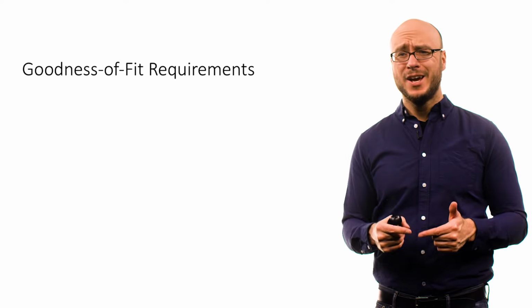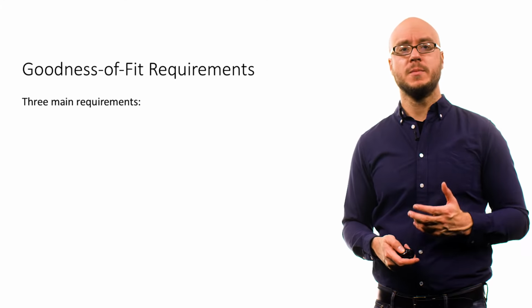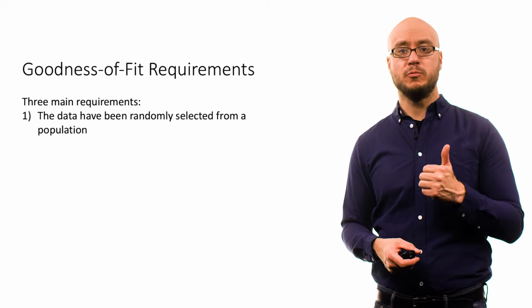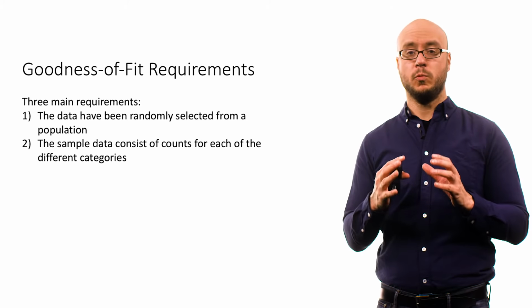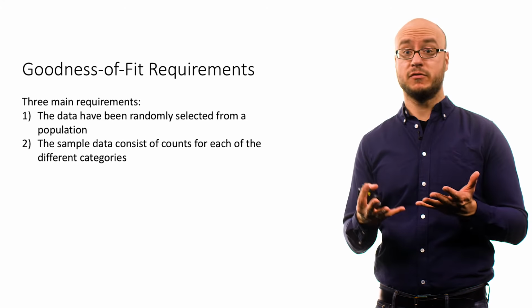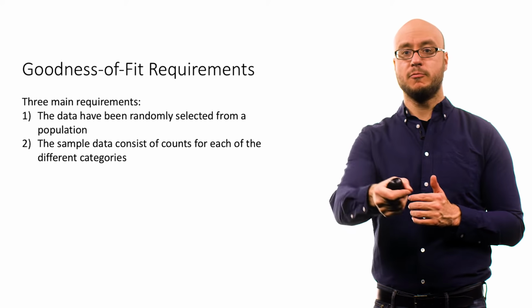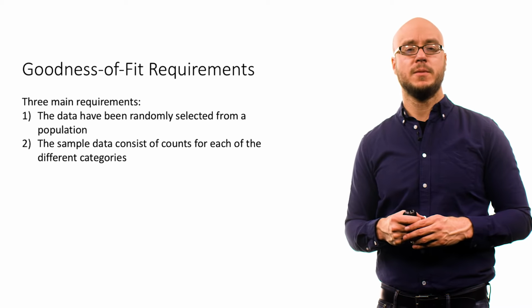We want to conduct a goodness of fit test using this data. But before we do that, we need to think about some of the requirements. So what are the goodness of fit requirements? Well, there are three main requirements. First of all, the data should be randomly selected from a population. Keep in mind, the chi-squared one-way goodness of fit test is an inferential test. It's about trying to make an inference about a population based on a random sample from that population. So we really have to work with random samples from a population.